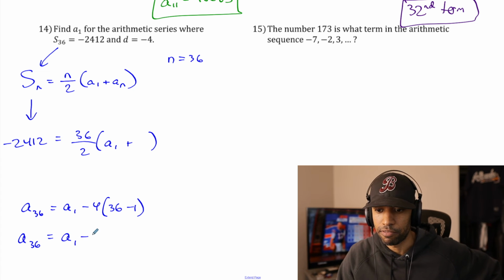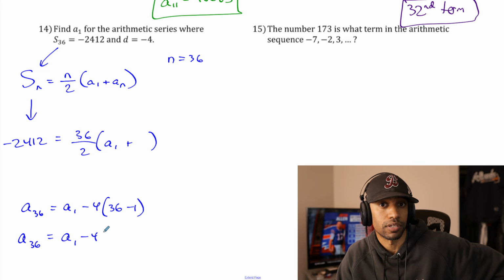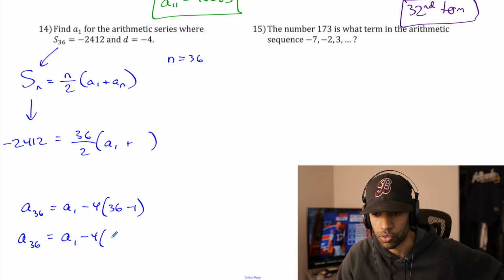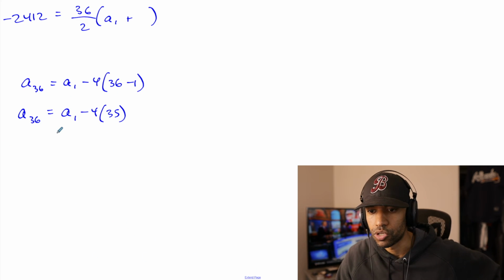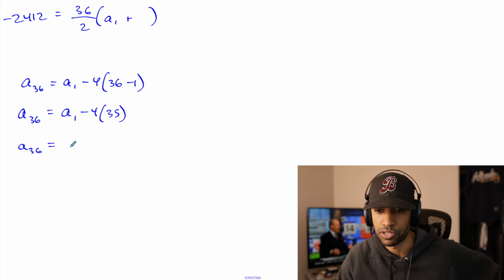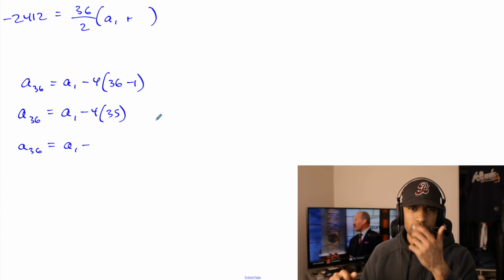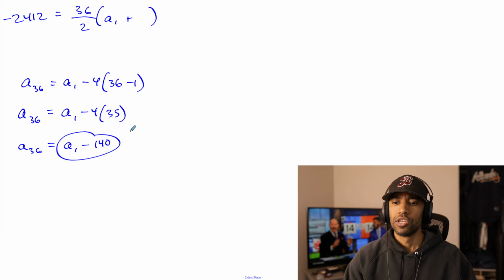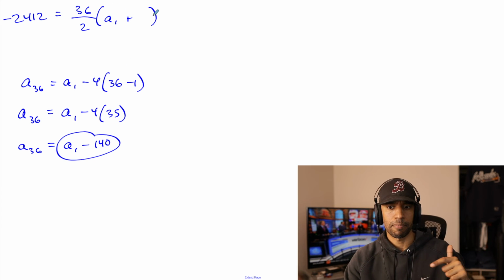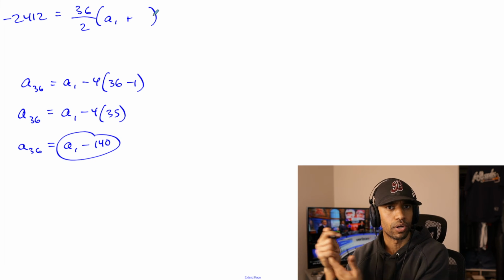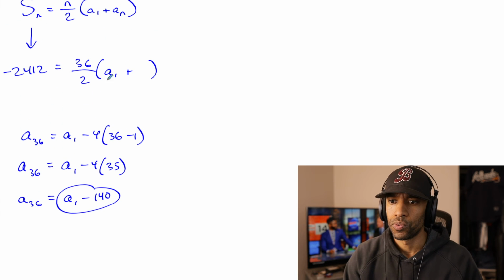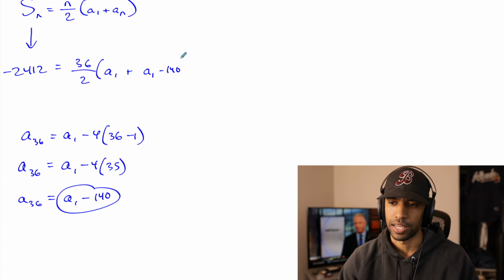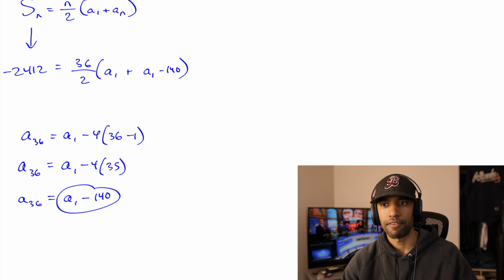A sub 36 is this many times further out. I'll explain it when you see it, but when you do a sub 1 plus a sub n, there's something to it. So 35. That's this number here. So a sub 36 is a sub 1 minus 140. I don't know the problems beforehand, so I'm processing with you. So whatever a sub 1 is, a sub 36 is 140 less than it. If we don't know what a sub 1 is, then we can't really use the other. So I'm going to substitute a sub 1 minus 140 right here to figure out that answer. So we have everything involved.